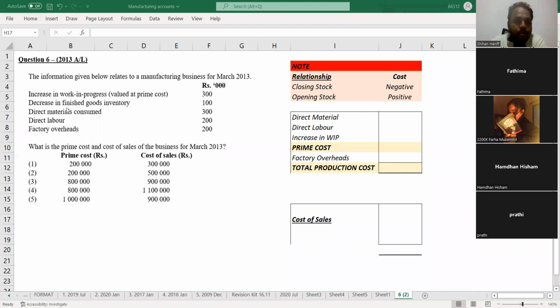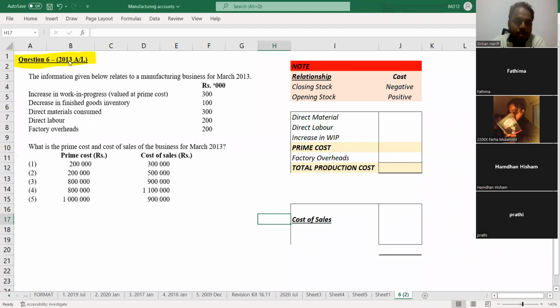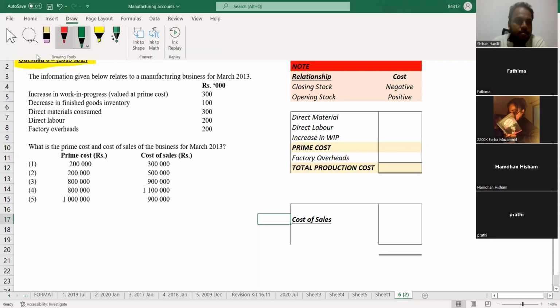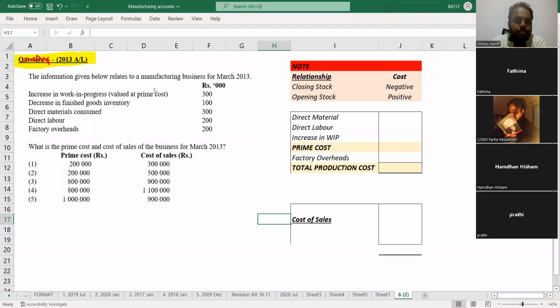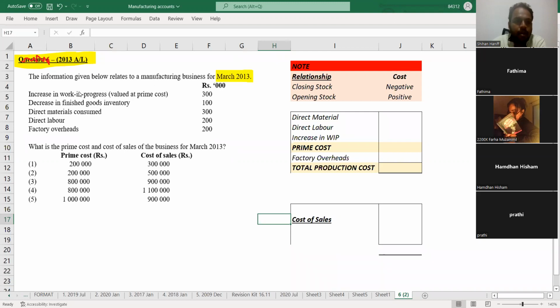Right now, this is a past paper 2013. Question number 6, 2013. The information given below relates to a manufacturing business for March 2013. Increase in work in progress, decrease in finished goods, direct material consumed, direct labor, factory overhead.